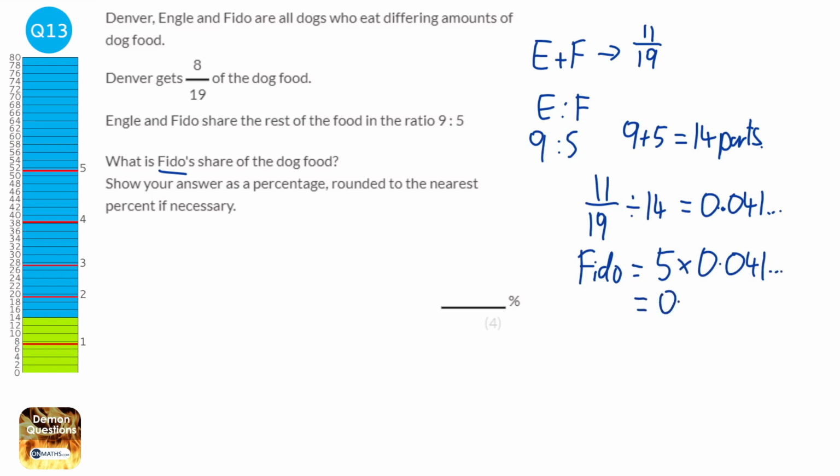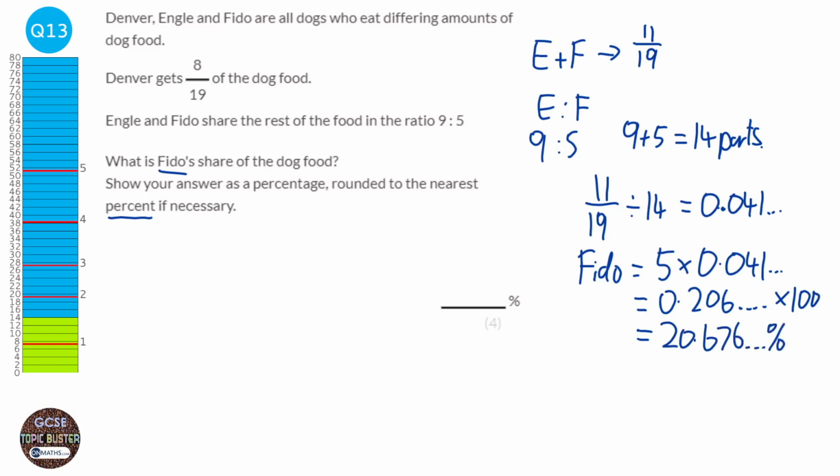And when I do that, I get 0.206 and so on. Now we're asked to work it out as a percent, so I'm just going to times that by 100. So we have 20.676 and so on percent, and it wants it rounded to the nearest percent, so that would be 20%. Or actually, it would be 21% because this would round it up, so 21%.